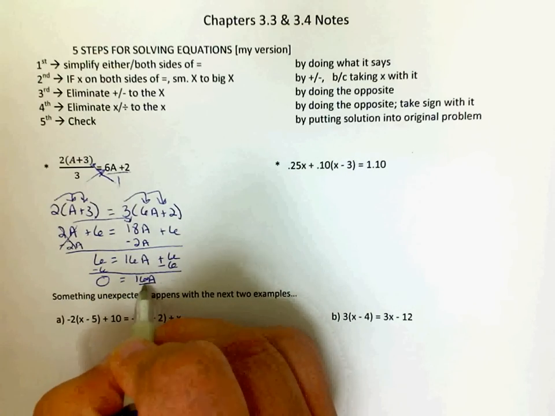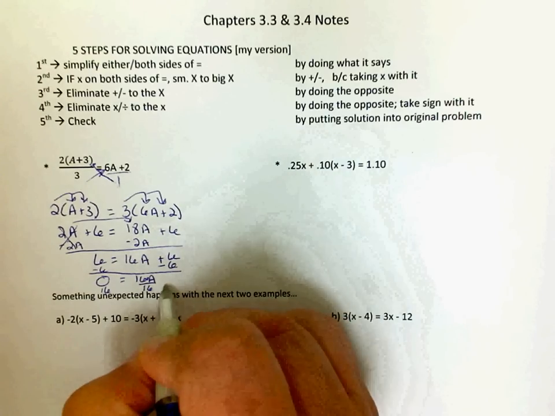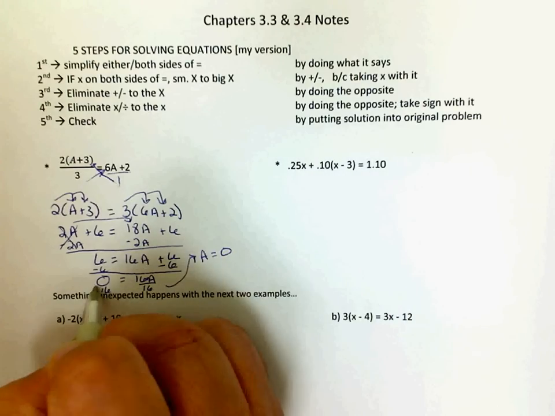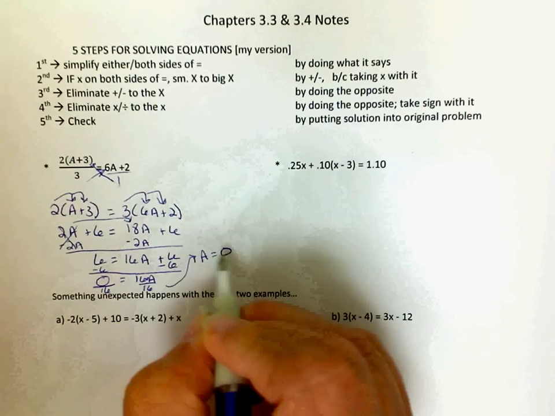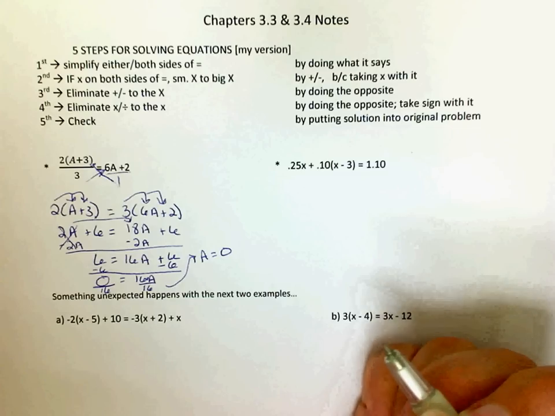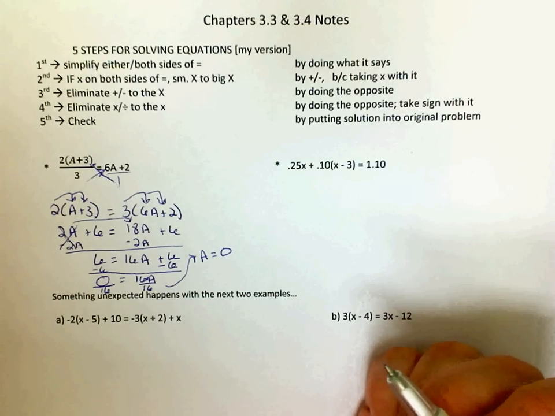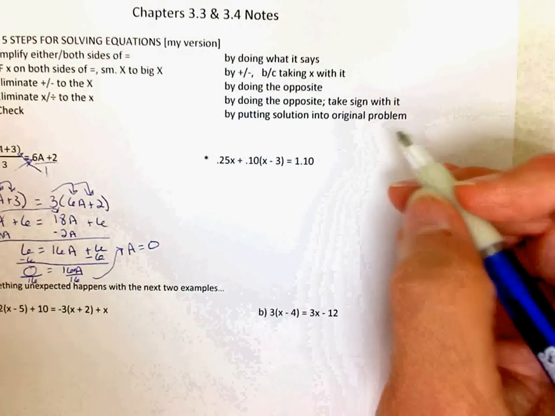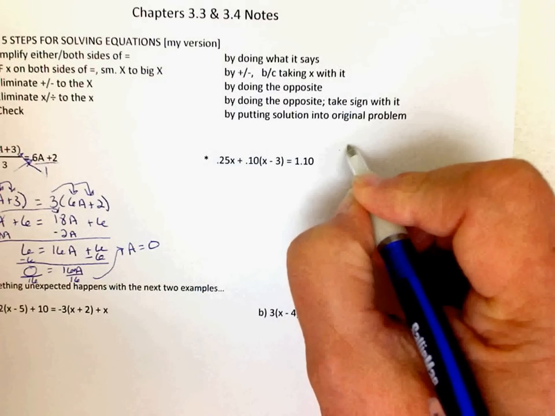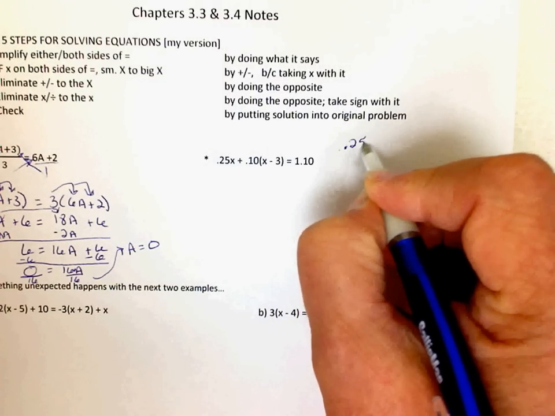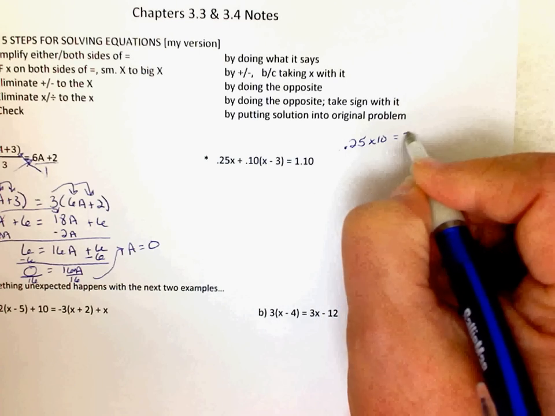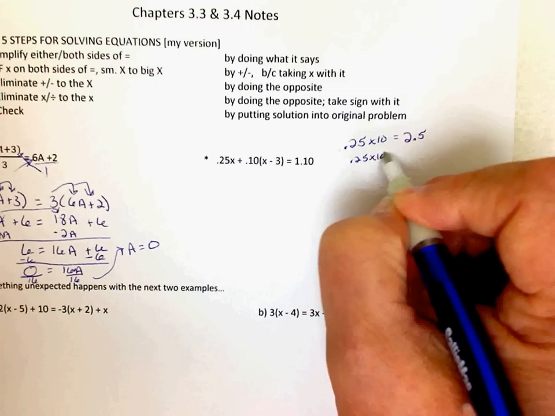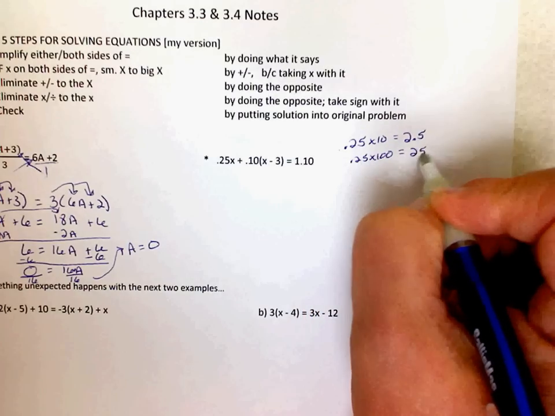Then we divide by 16, and a equals 0, because 0 divided by any number is 0. But remember, if 0 is under, it's undefined. Now, there is a nice little shortcut here. If I take 0.25 times 10, that gives me 2.5. But if I take 0.25 times 100, that gives me a whole 25.